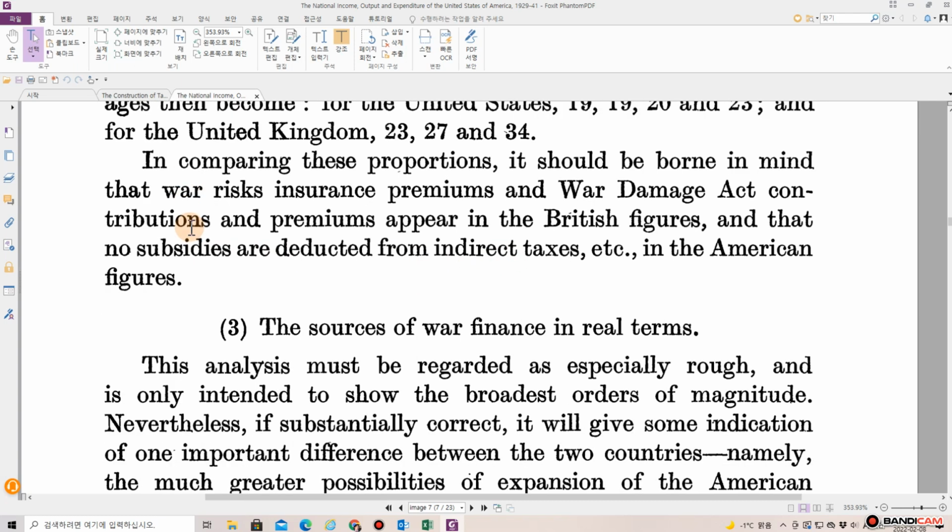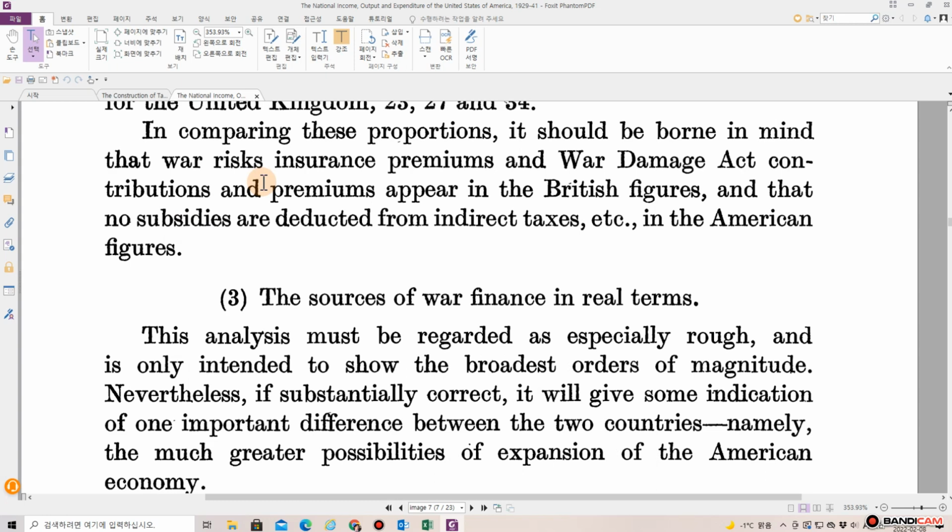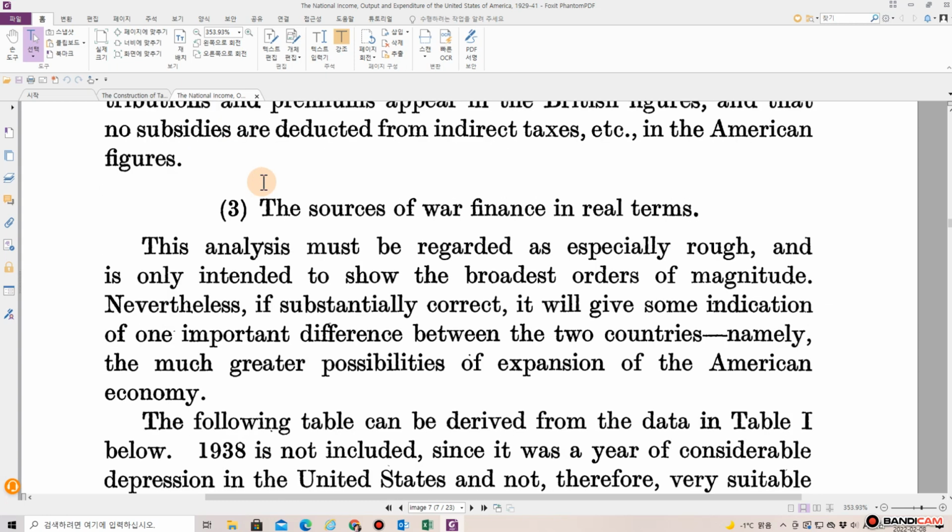In comparing these proportions, it should be borne in mind that war risks insurance premiums and War Damage Act contributions and premiums appear in the British figures, and that no subsidies are deducted from indirect taxes, etc., in the American figures.